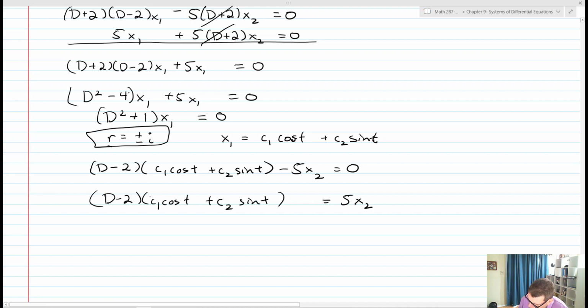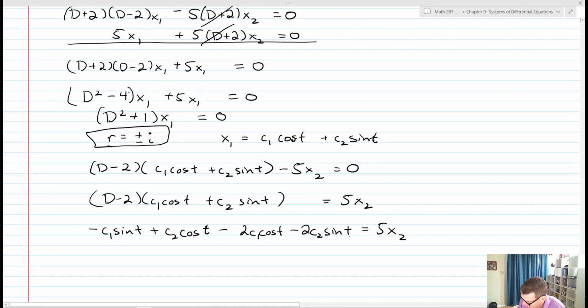Okay? So now we'll take the derivatives. The derivative of c1 cosine t plus c2 sine t is going to end up being negative c1 sine t plus c2 cosine t. And then will be minus 2c1 cosine t minus 2c2 sine t. And that'll equal now 5x2.